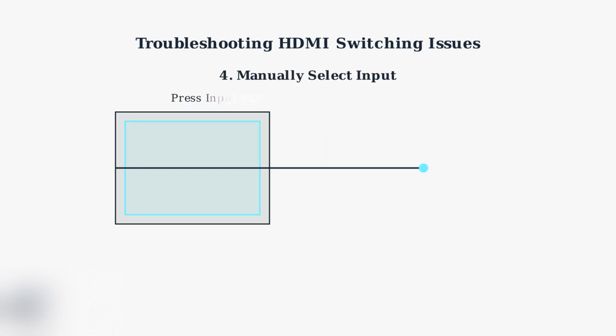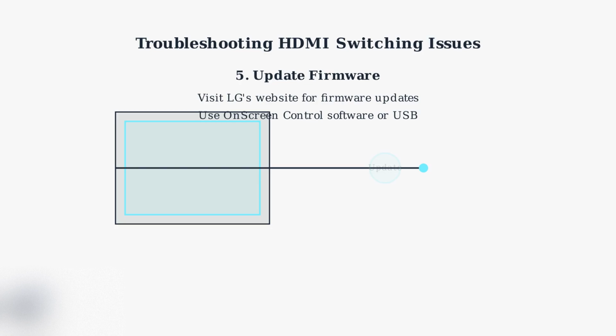If the monitor doesn't detect a signal automatically, try manually selecting the input. Press the Input button on your monitor and choose the correct HDMI port from the menu. Outdated firmware can cause switching issues. Check LG's official website for the latest firmware updates for your monitor model. You can update using the on-screen control software or via USB.